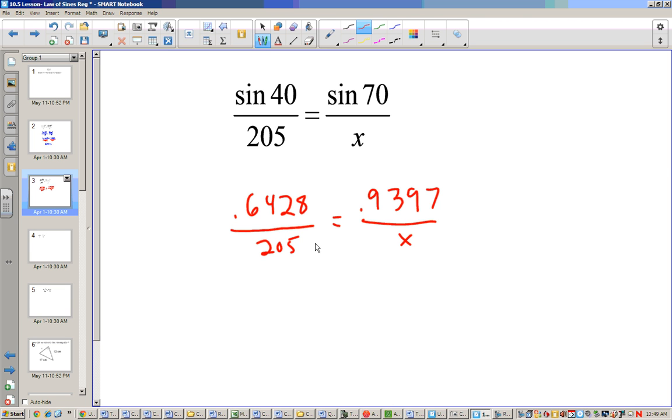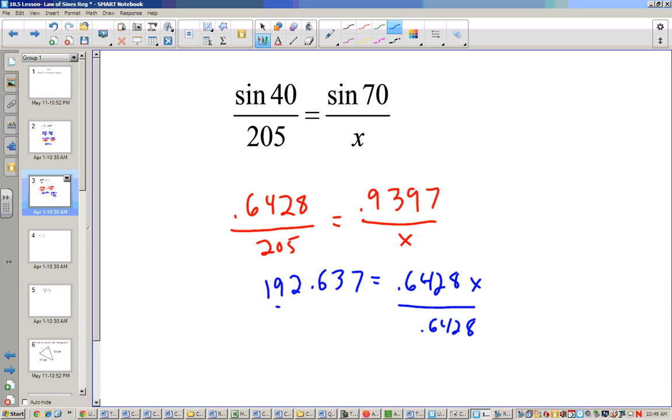Now we cross multiply. 205 times our previous answer was 192.637, and this is 0.6428x. Now when I divide this by 0.6428, I get an answer of 299.7. So almost 300 is our value of x here.